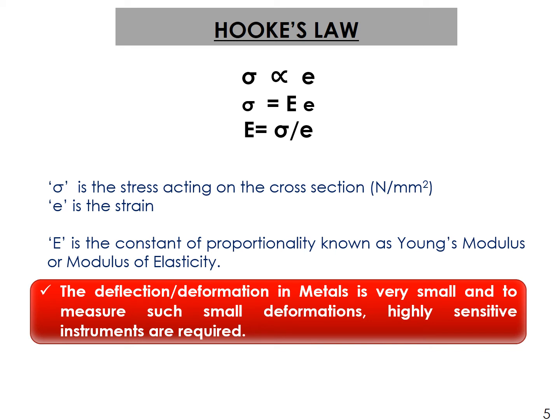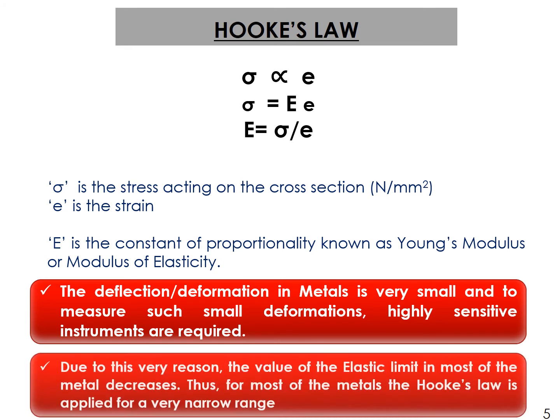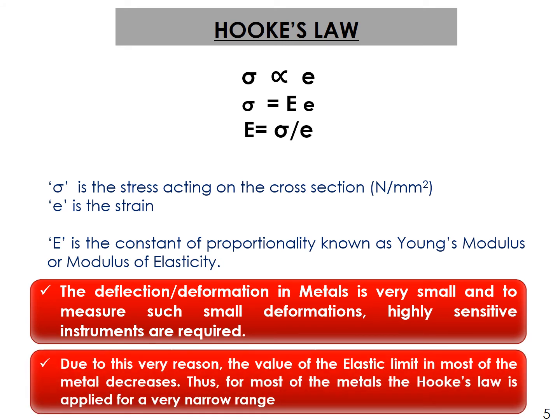Because what we are discussing here is stress strain. We are discussing a very important property of the material. Due to this very sensitivity issue, the value of elastic limit in most of the metals decreases, to be on the safer side. The value comes down. That's why Hooke's law for most of the metals is applied for a very narrow range. This narrow range I will explain when I take the stress strain diagram.